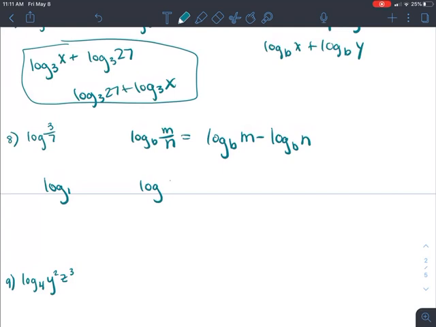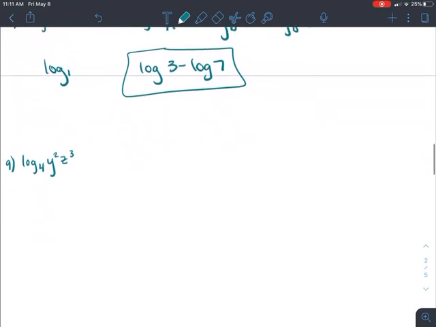I'm going to do log 3 minus log 7, and that is my answer, okay?